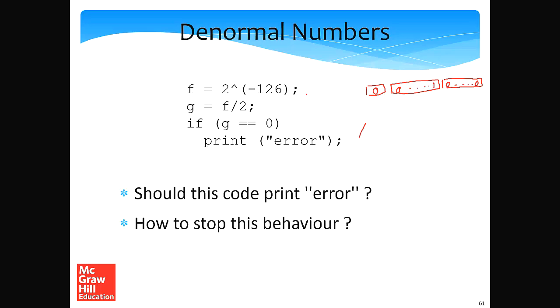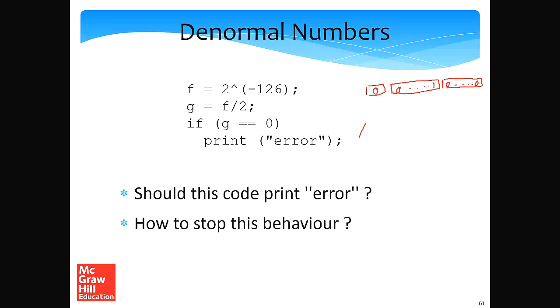We take another number g, which is f divided by 2. So this number is 2 to the power -127, which is g, and g can clearly not be represented in our system of normal numbers because we don't have a representation for it. Now let's consider the next statement: if g is equal to 0. So the question is, what is the value of g? If g is equal to 0, let's print error. And should this code print error, and do you think this is the right behavior?